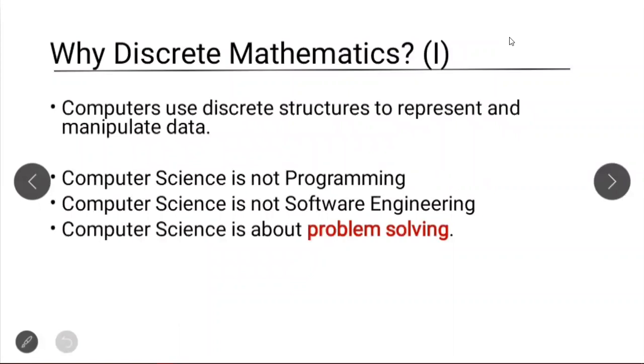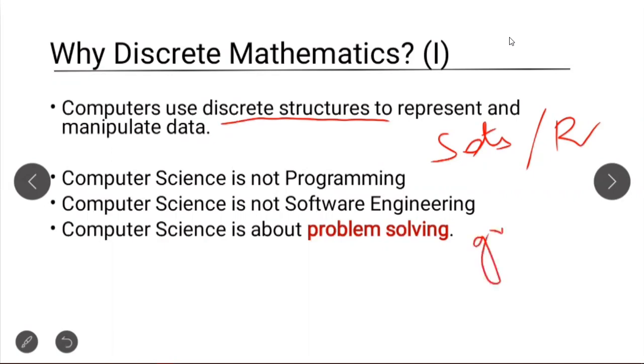Why do we need to study the subject discrete mathematics? Computers use discrete structures to represent and manipulate the data. Now, what do you mean by discrete structures? Discrete structures are basically sets, relations, sets and relations. These two topics you studied together in your earlier classes. Then you have a new topic, graphs.